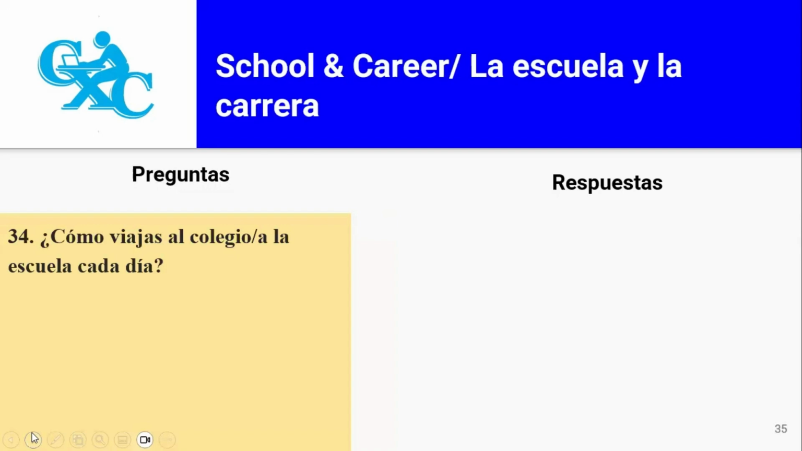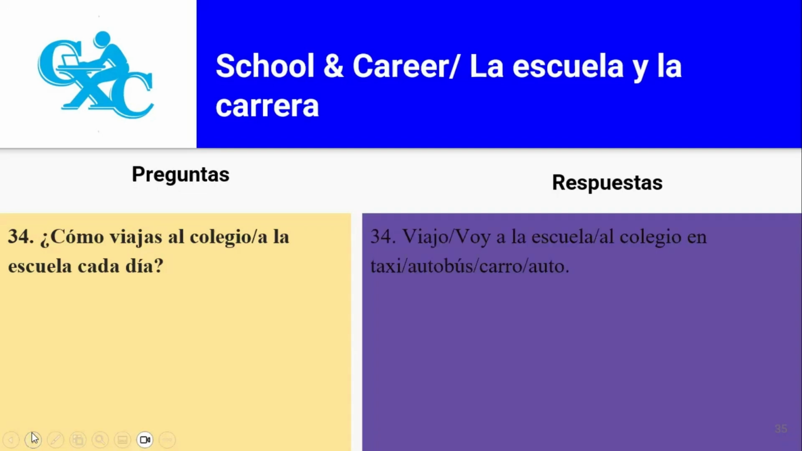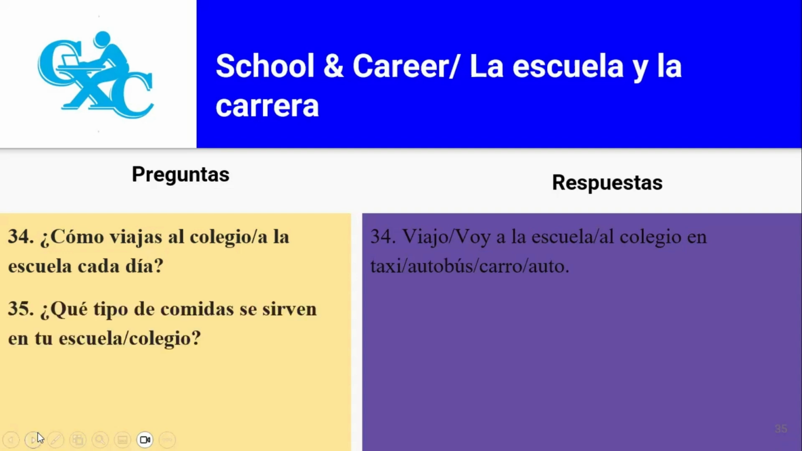¿Cómo viajas al colegio, a la escuela cada día? Viajo, voy a la escuela, al colegio en taxi, autobús, carro, auto. Excelente. All right, and that is quite easy to understand.